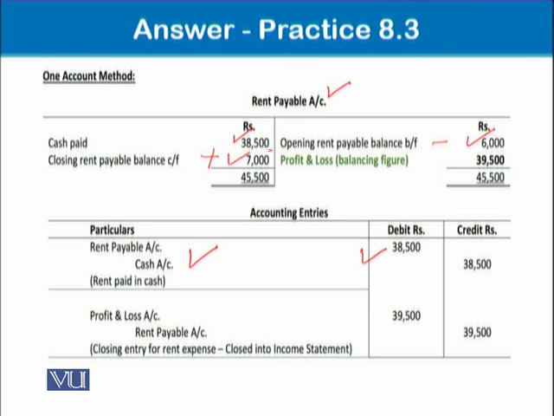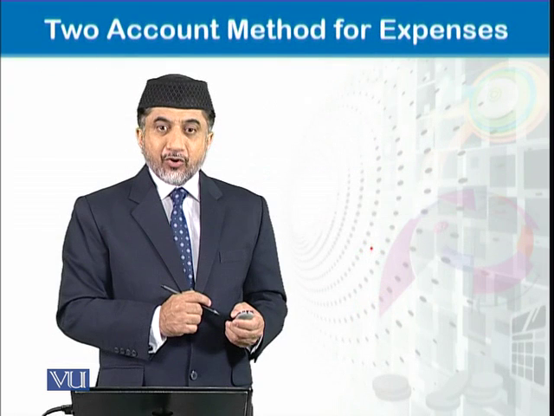from this figure. And this is the final figure, 39,500, which will be closed in the profit and loss account. So profit and loss debit and rent payable account credit, this is the accounting entry. Okay. Well, this is one account method. Let's discuss two account method now.